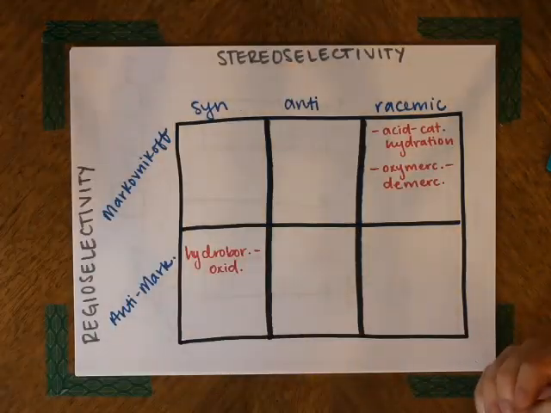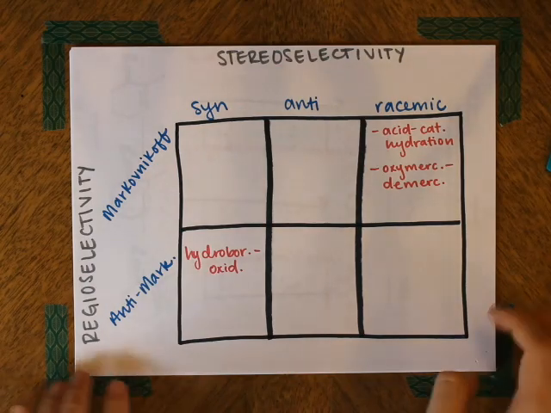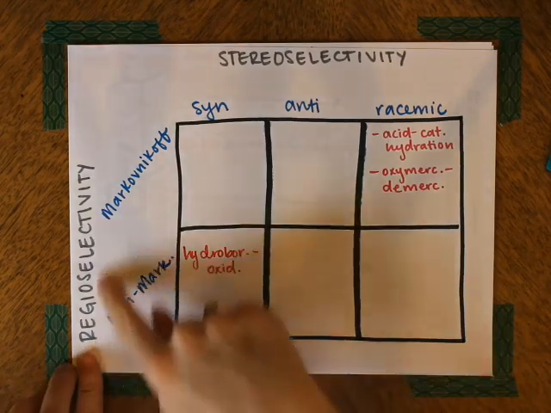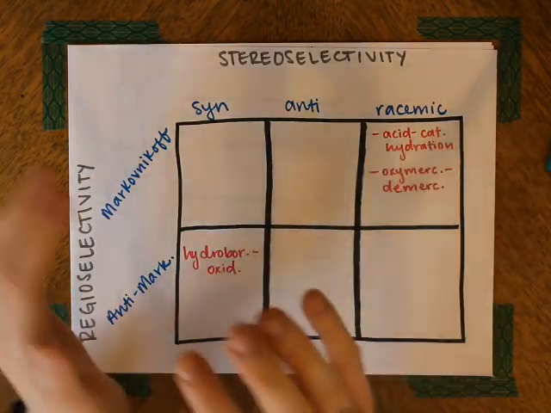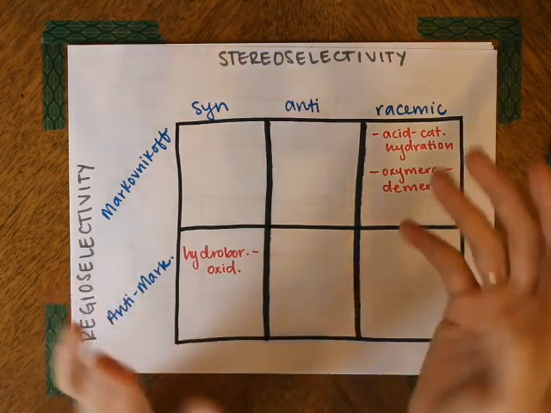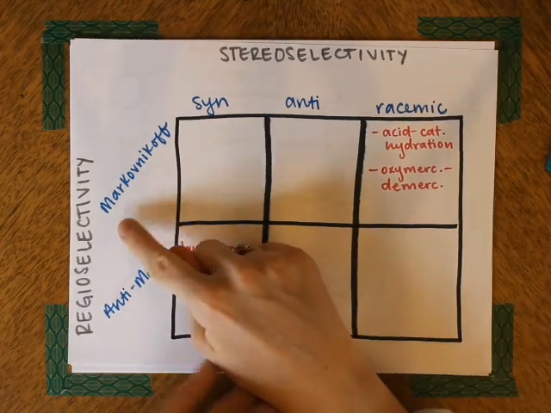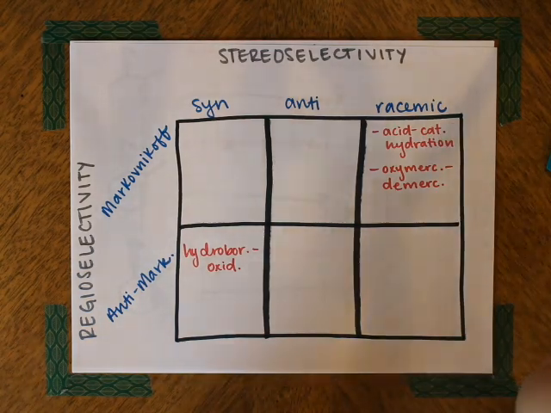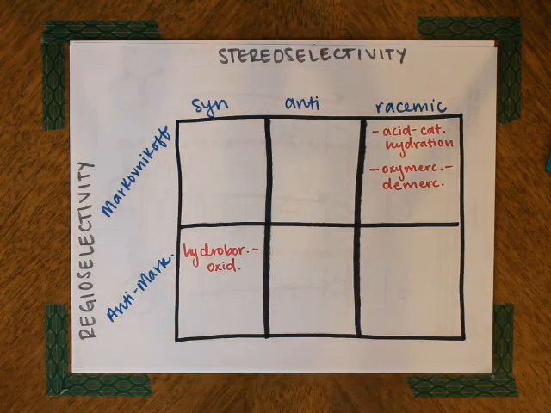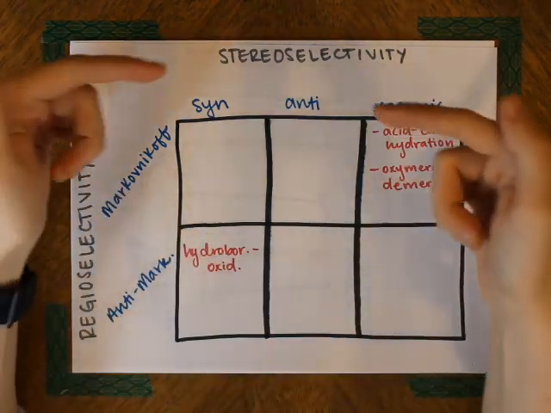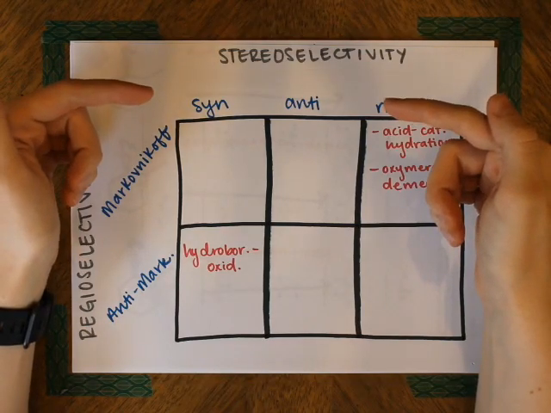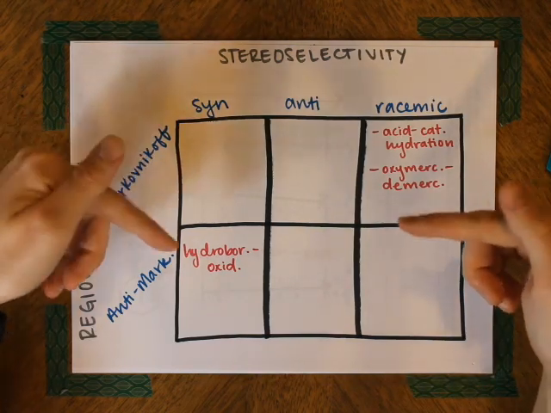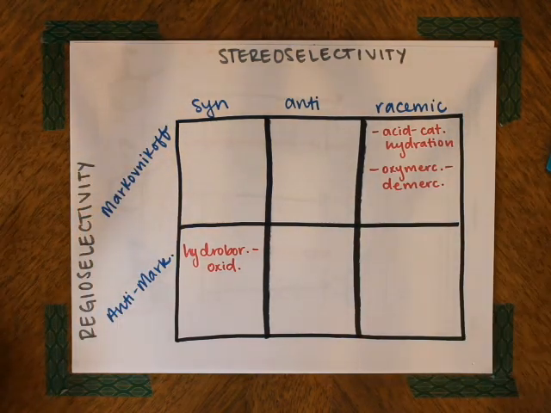What we do want to think about for any of these reactions is we have two main issues when we're adding something. We have regioselectivity to worry about, and that's like where on the molecule is it adding? Is it adding on the more substituted, Markovnikov, or the less substituted, which is the anti-Markovnikov? We also have stereoselectivity to think about. So stereoselectivity, what that means is syn means it's adding to the same side of the alkene. Anti means it's adding to opposite sides of the alkene. Racemic means it's adding any which direction.